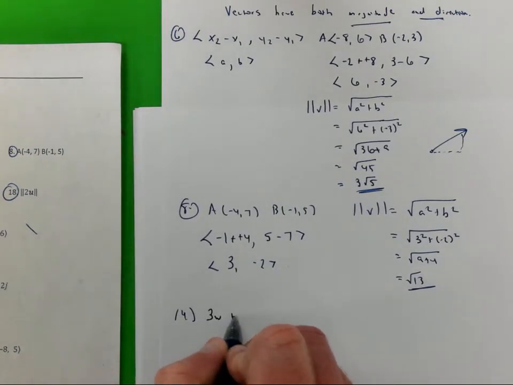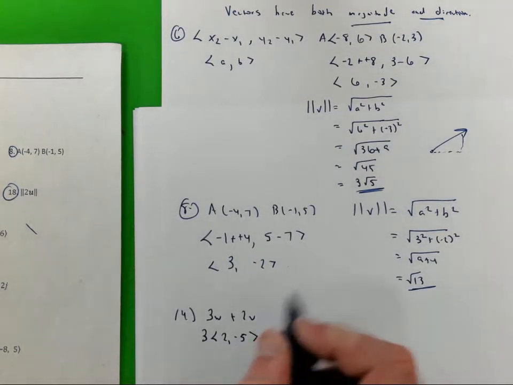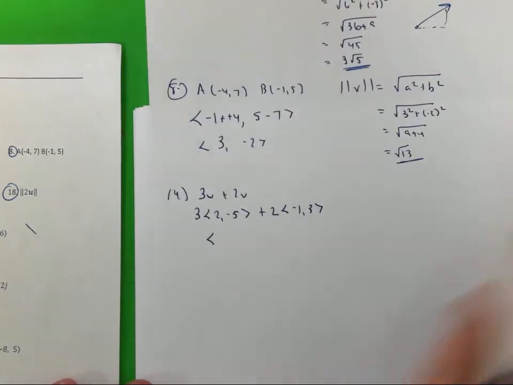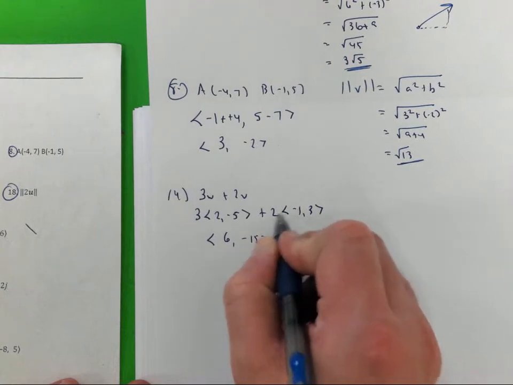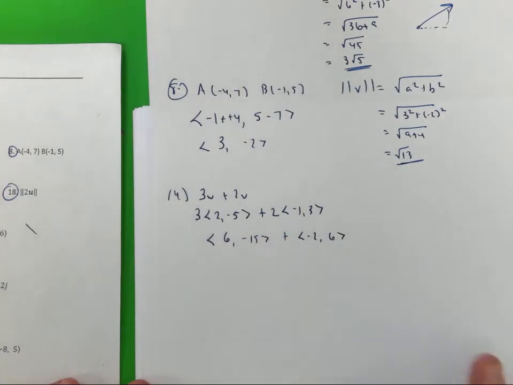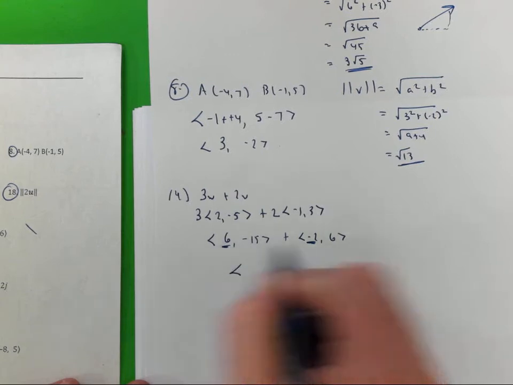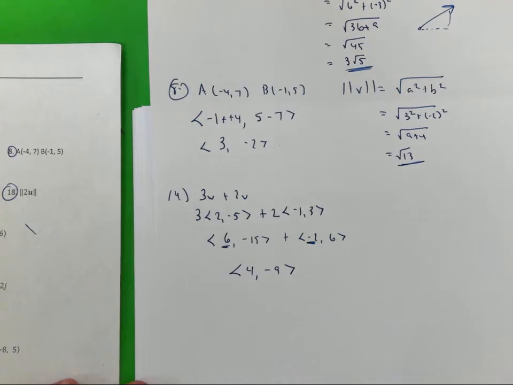We have 3w plus 2v. 3 times vector w plus 2 times vector v. You can distribute the 3. Gives me 6 and negative 15. Distribute the 2. That gives me negative 2 and 6. Add your corresponding components. 6 and negative 2 is 4. Negative 15 and 6 is negative 9. So your answer will be 4, negative 9.